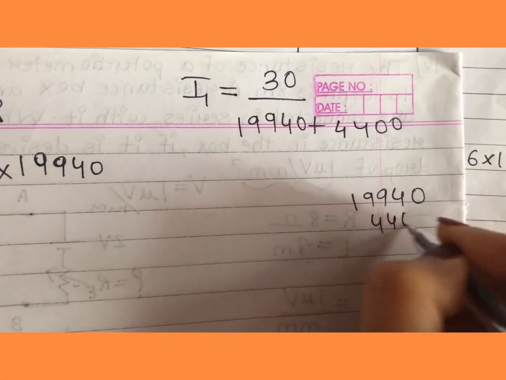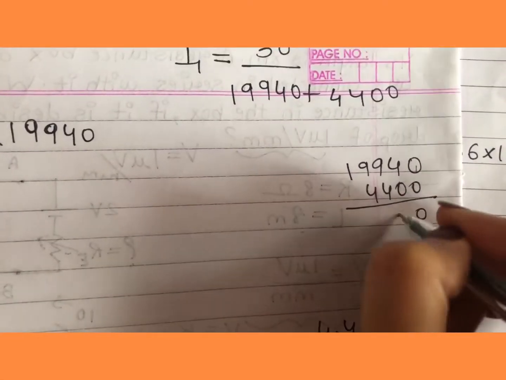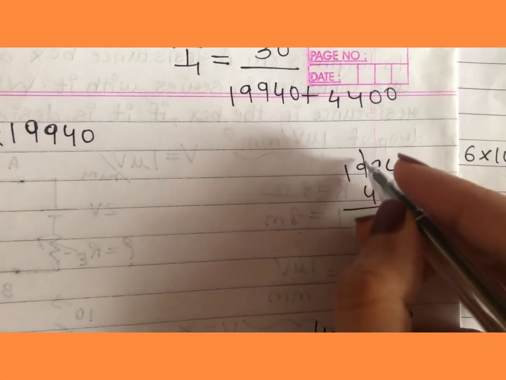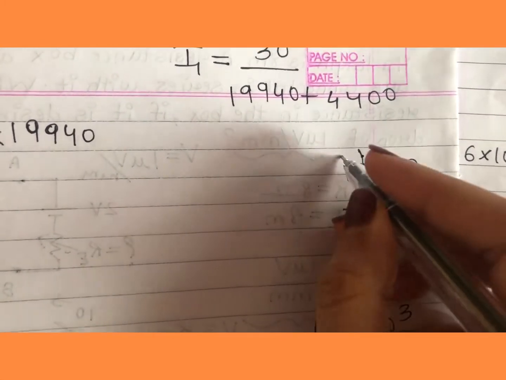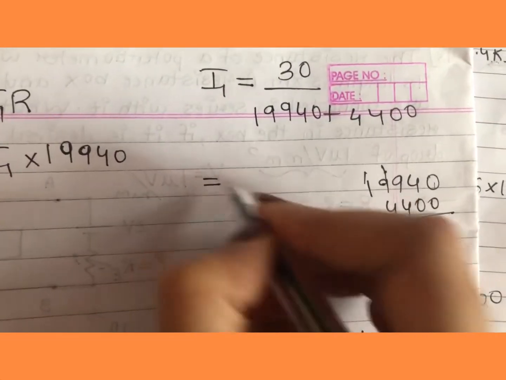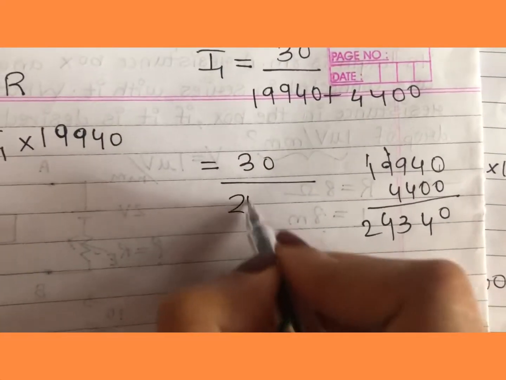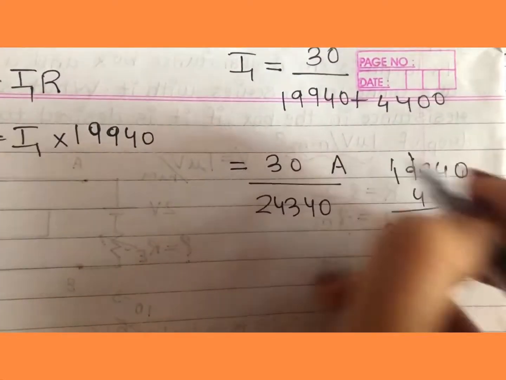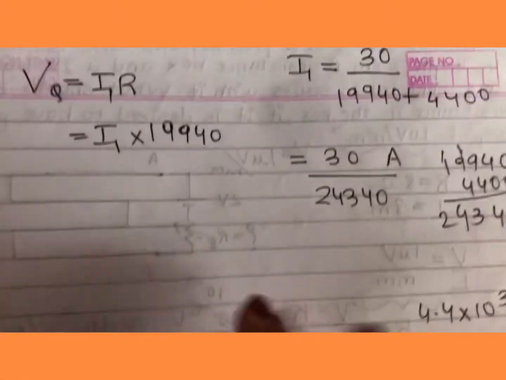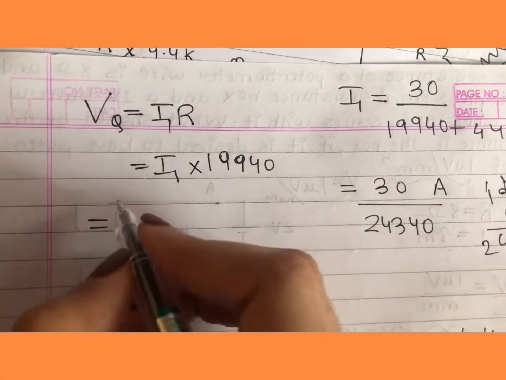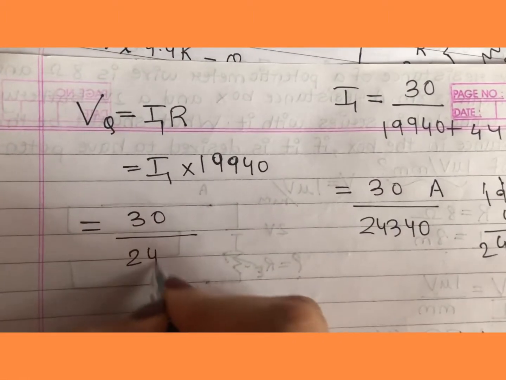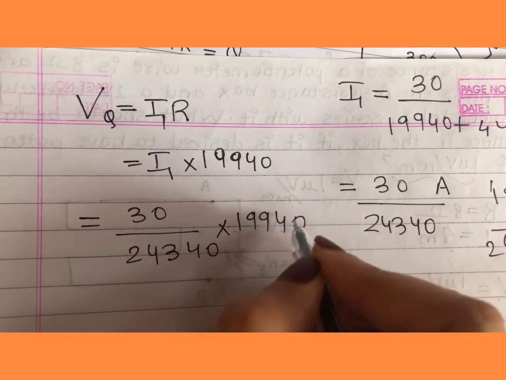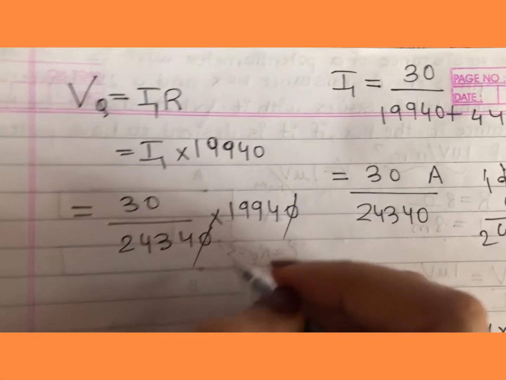19940 plus 4400. 0 plus 0, 4 plus 4, 9 plus 4 is 13. Yeah, 9 plus 1 10, 10 plus 4 is 14 and here 2. So it is 30 upon 24340. Okay, this is the value of the current. You can write unit as ampere. Now write that value, 30 upon 24340 into 19940. Okay, now this 0 and this 0 gets cancelled.